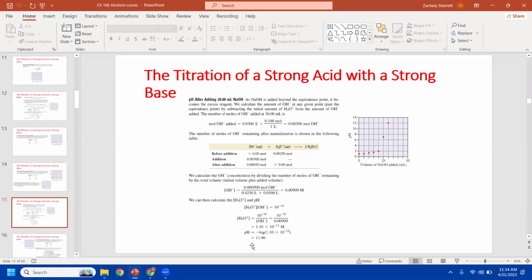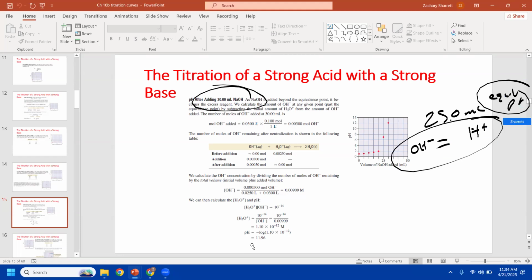What if we did 30 mils of NaOH? How would that change the problem? Somebody tell me. Any thoughts? Kayla? The solution now, so when we add 30 mils, at 25 mils, we added equal OH minus as we had H plus, because that was the equivalence point that we calculated at the beginning, right? So they were equal. Once we add 5 more mils of OH minus, the solution has to be basic, right? There's no H plus to calculate.